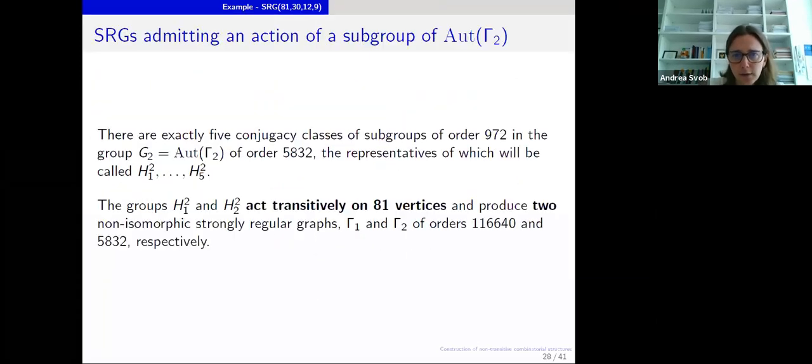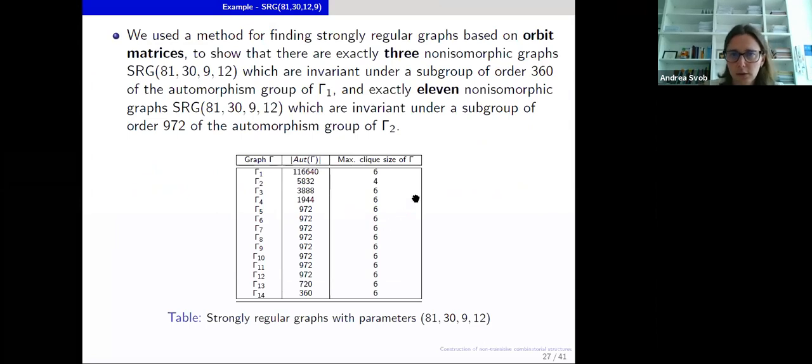Okay, so we can again take a look at the table, and in this table you have a labeling of the graph and the size of the full automorphism group, and it is always a strongly regular graph having these parameters. In this table, you also have a last column, which is the maximal clique size of the graph gamma.